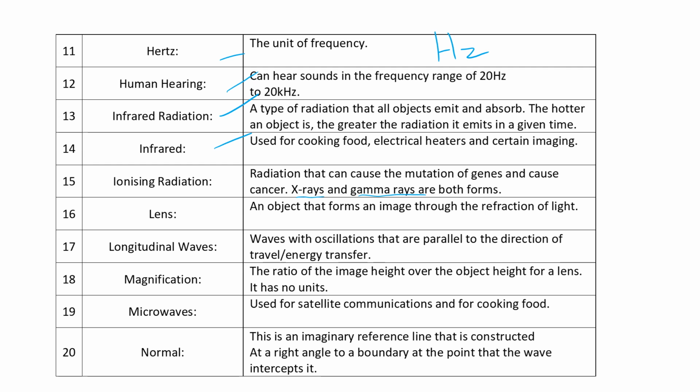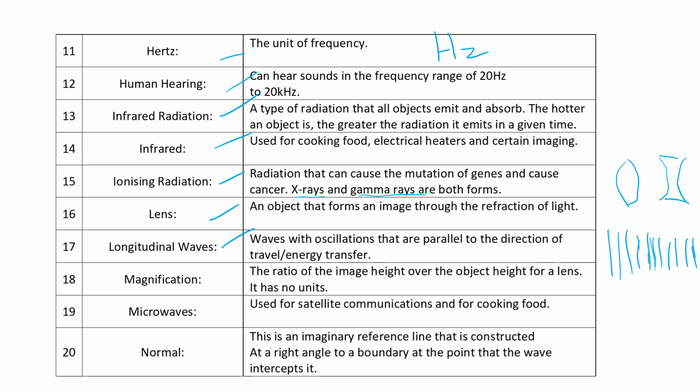Radiation that can cause mutation of genes and cause cancer: X-rays and gamma rays, ionizing radiation. An object that forms an image through the refraction of light. Okay, so we talked about it before. You could have convex and you could also have concave. They are lenses. A wave with oscillations that are parallel to the direction. So this time the wave looks a bit like that. So they're supposed to be the same length.